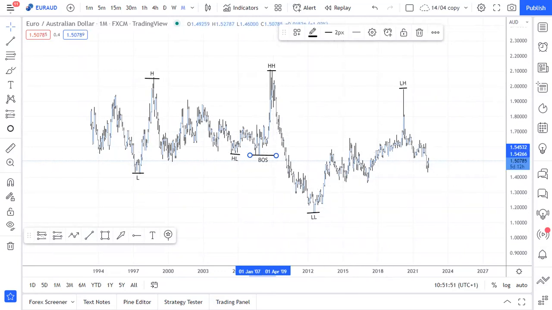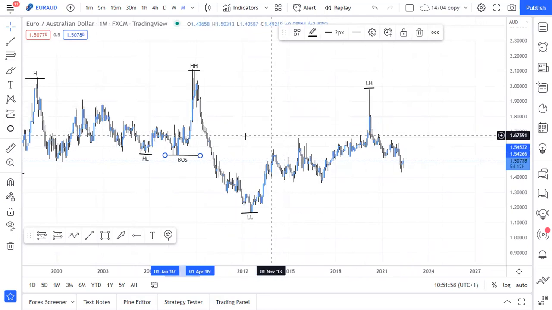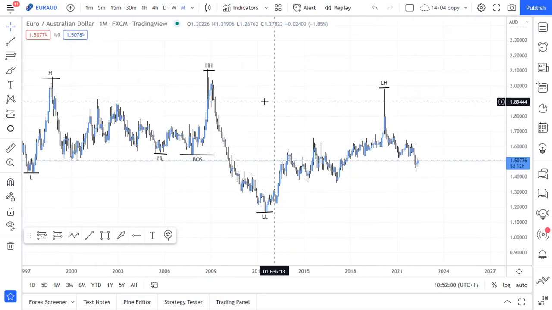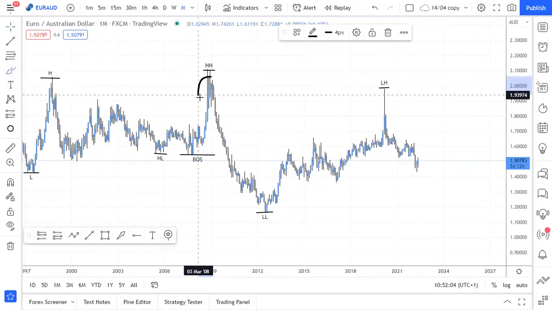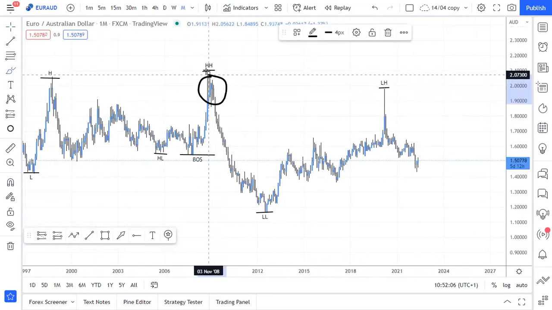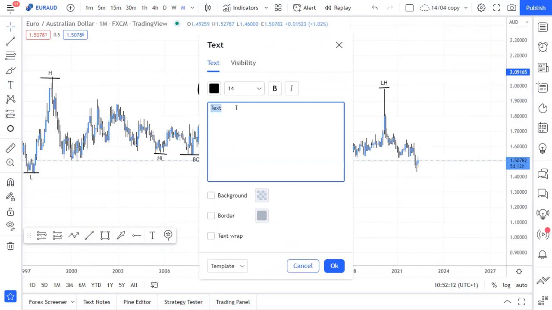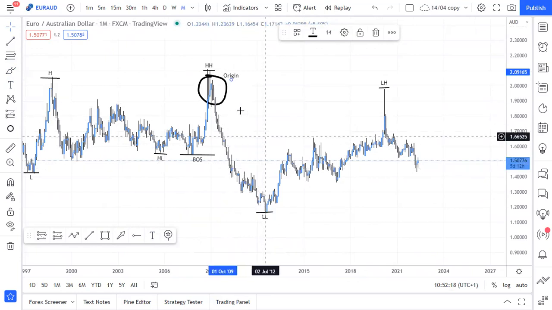Once we've got this marked out, we can move on to find out where that push came from that broke structure. Well, that push came from this area here, basically. And this here is what we call our origin. This is the origin of the push that broke the structure to the downside.